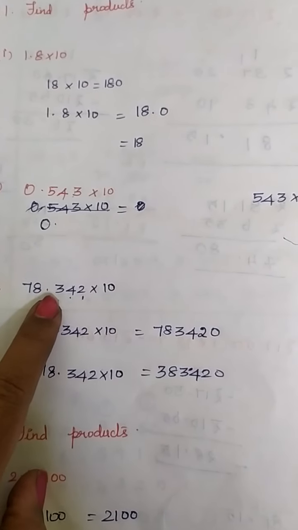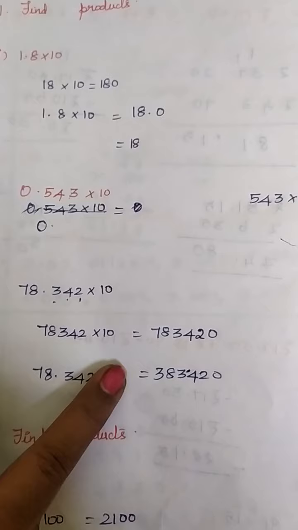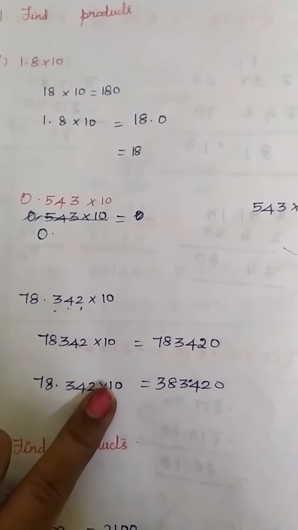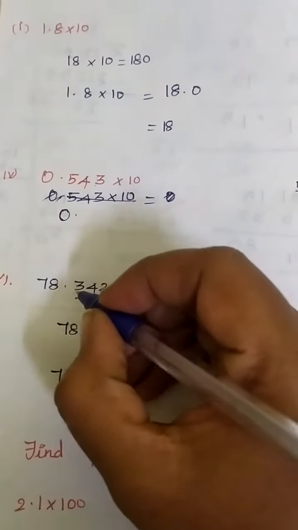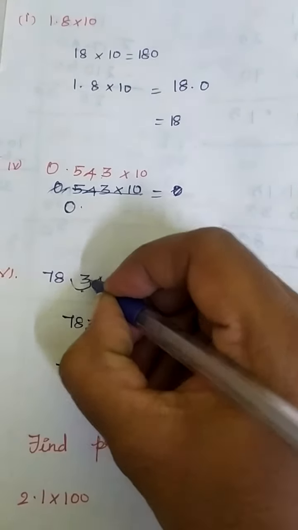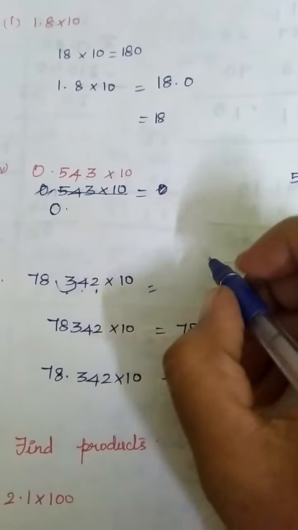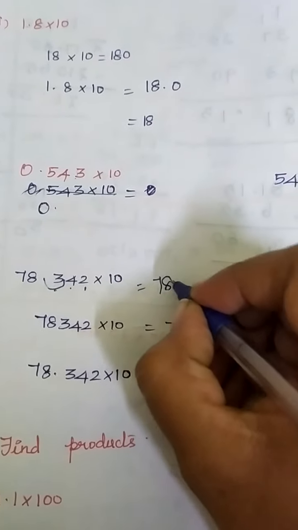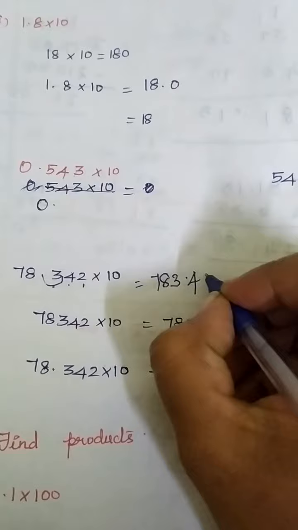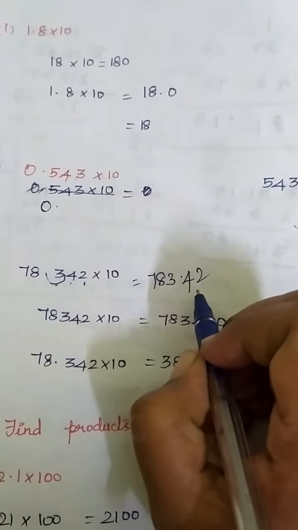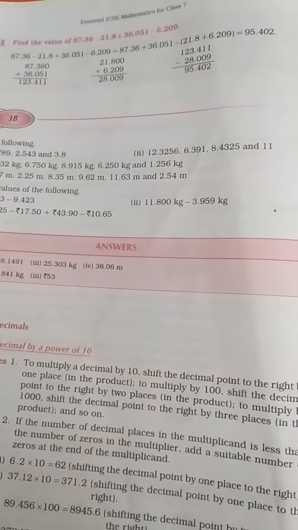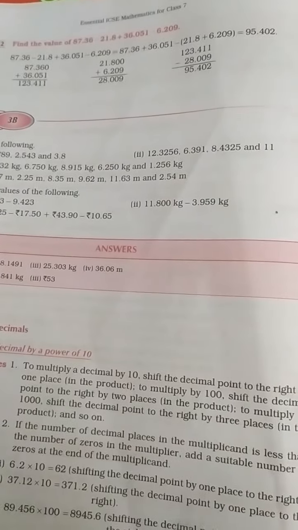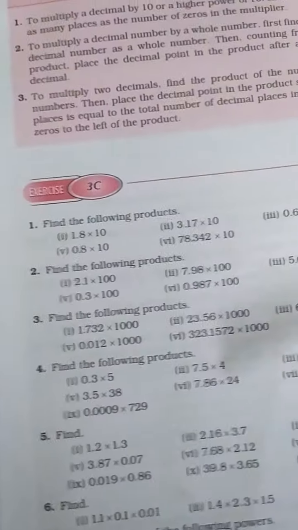When you look at this, 78.342, you are going to multiply it by 10. So what will you do? You will carry the decimal point one step to the right hand side. So what is your answer now? 783.42. The remaining problems you are going to solve as your homework. The same model, so you are going to solve them easily.